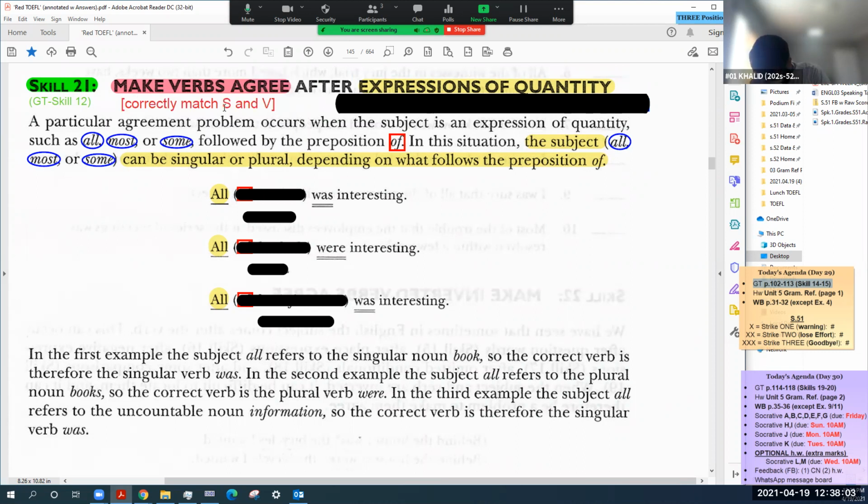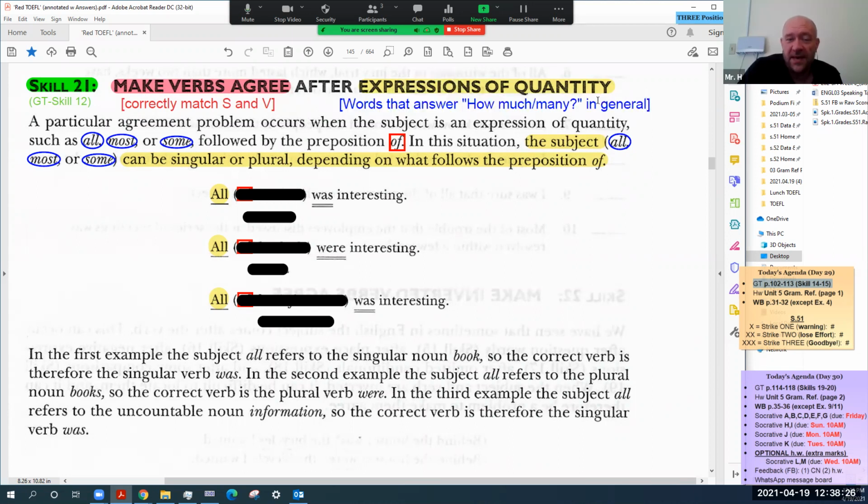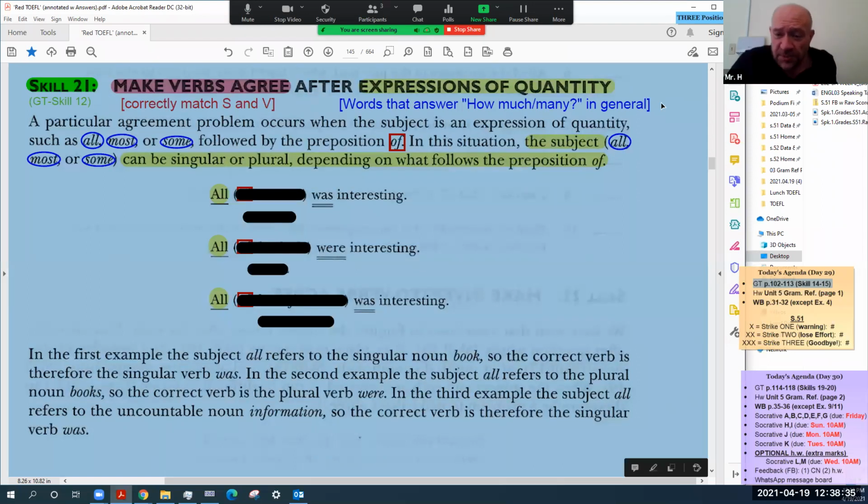Can you read that, Khalid? Correctly match subject and verb. That's what it means. You match a subject and a verb. Now, what is an expression of quantity? Can you say that, Abdul Majid? Words that answer how much, how many in general. So not a specific number like 1, 2, 3. Just a word that gives the answer in general.